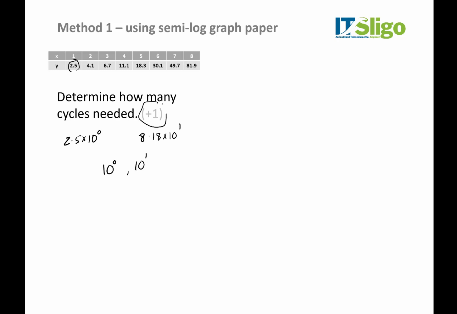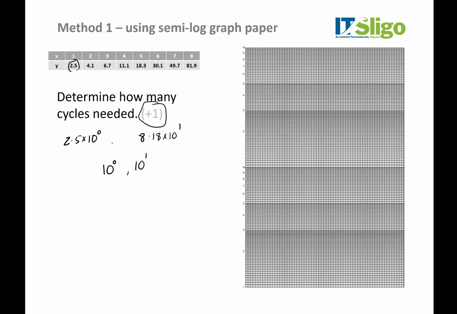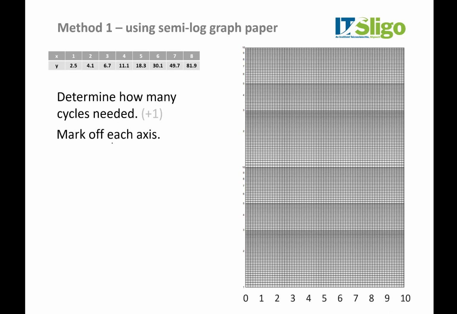Sometimes, like I said, it's a good idea to add an extra cycle if we're going to be doing any analysis, just to make sure you can capture where your line cuts the vertical axis. So here's 2 cycle paper. Mark off each axis. So there's the linear axis.